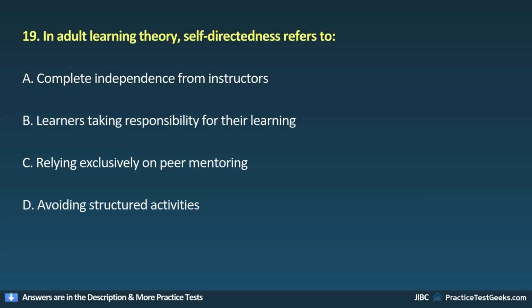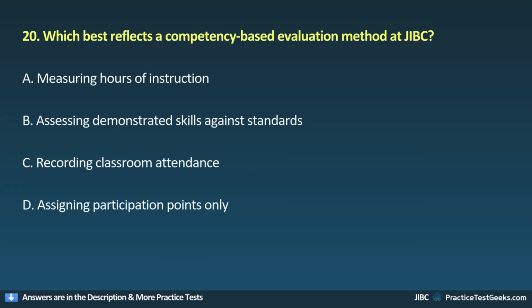19. In adult learning theory, self-directedness refers to A. Complete independence from instructors. B. Learners taking responsibility for their learning. C. Relying exclusively on peer mentoring. D. Avoiding structured activities.